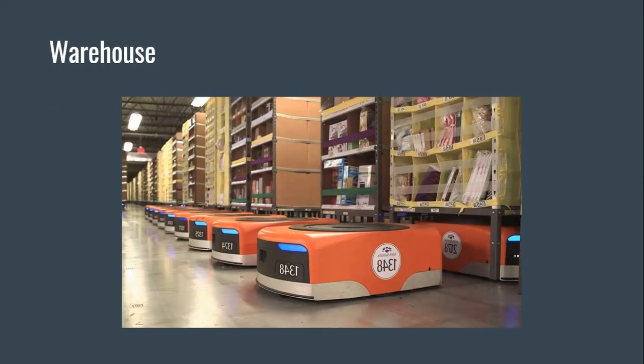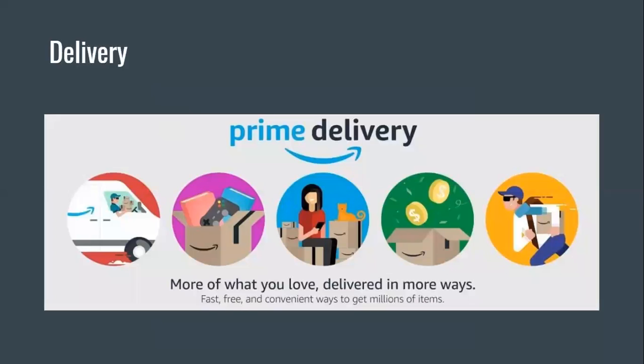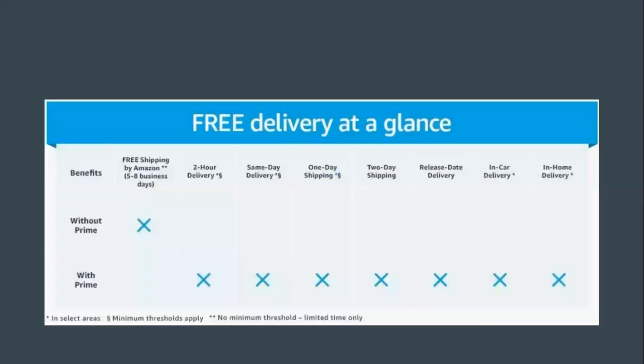And then next, the delivery. Amazon has Amazon Prime. It is like a membership of Amazon. They have to pay their membership monthly, but the benefit is they get free delivery for their products. This is an example of Amazon Prime. If you're using Prime for delivery, it is much faster than without Prime.